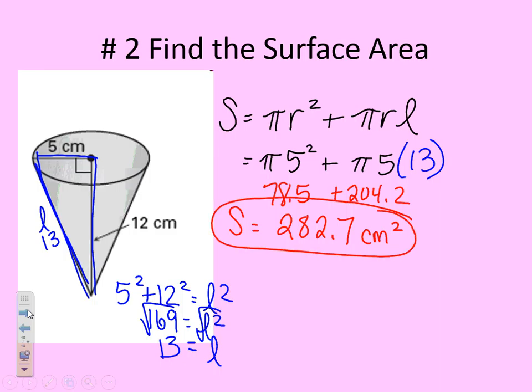Okay, so that's how we find that surface area of that cone. We're going to use the formula most of the time, so I want to thank you for writing that in your notes, and then we'll go ahead and continue to practice on these in days to come. Thank you for taking good notes.